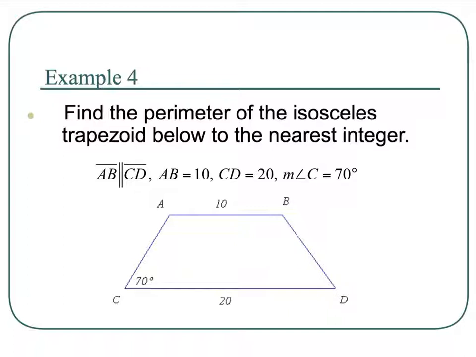All right, so find the perimeter. And we're going to round to the nearest integer, which means we're going to be using our calculators. It's not going to be exact answers. We are rounding. But I like to go by my life motto of YORO: you only round once. So don't round along the way. It will mess things up. Okay, find the perimeter of the isosceles trapezoid.